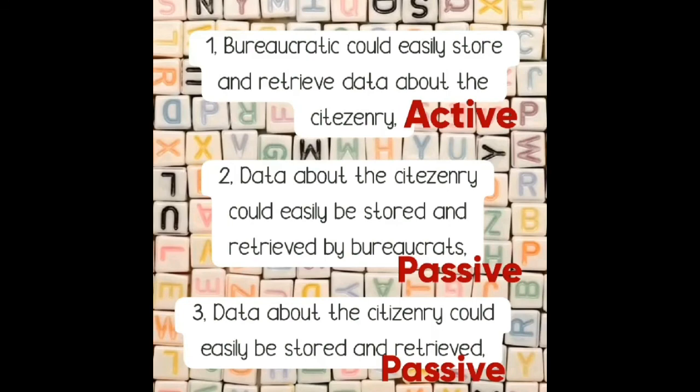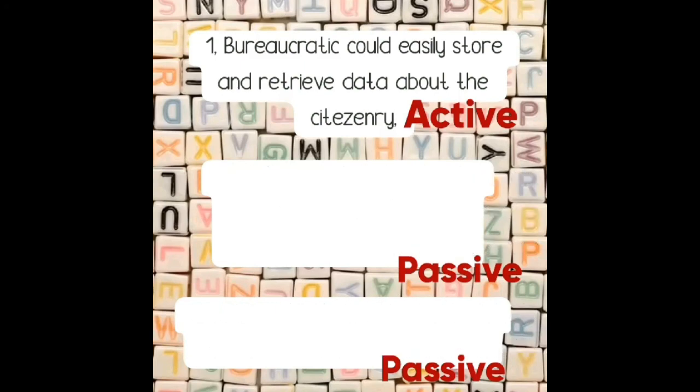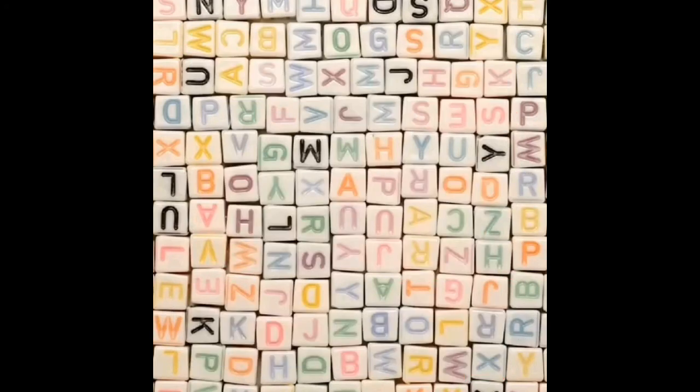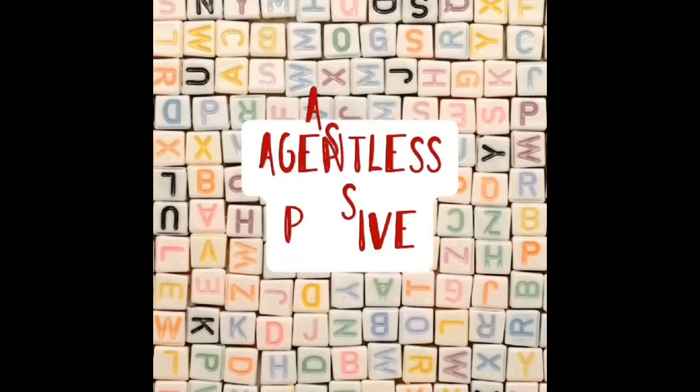Of these three sentences, all of which can represent the same situation, sentence 1 is active, while the other two are passive structures. In 2, the agent, bureaucrats, is expressed, and the structure is called an agent-passive construction. But because no agent is expressed in 3, it is called an agentless passive.